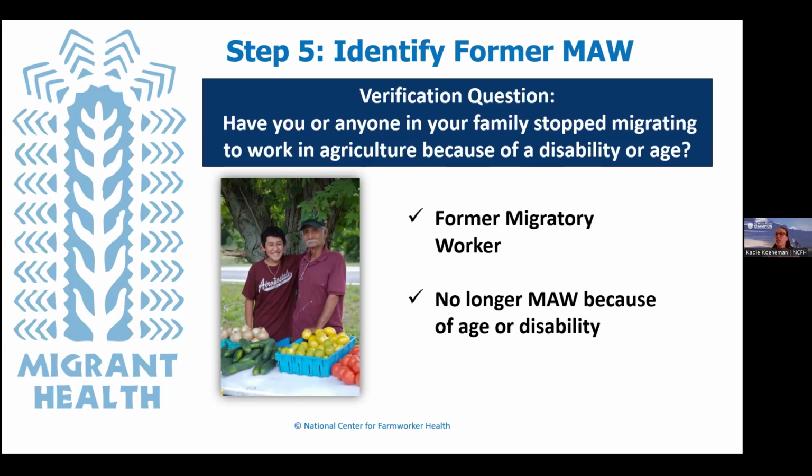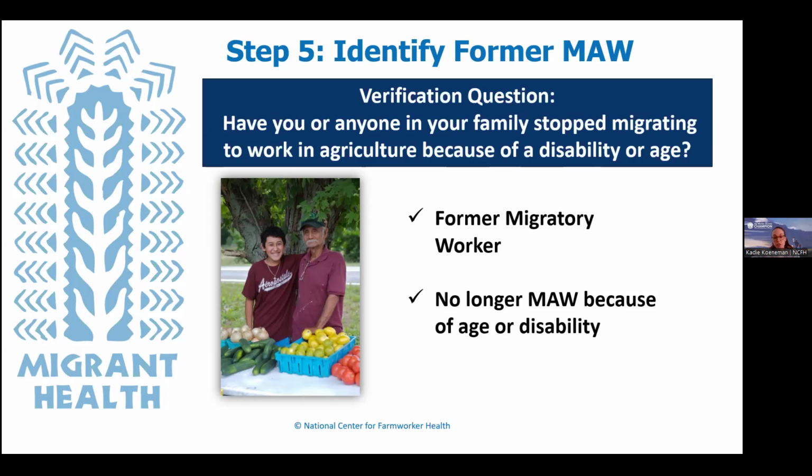So our question here is, have you or anyone in your family stopped migrating to work in agriculture because of age or disability? So these are former migratory workers only that are no longer migrating because of age or disability. And as I mentioned, this is a newer classification type as of the Consolidation Act, and it was expanded to include age and disabled migratory agricultural workers.